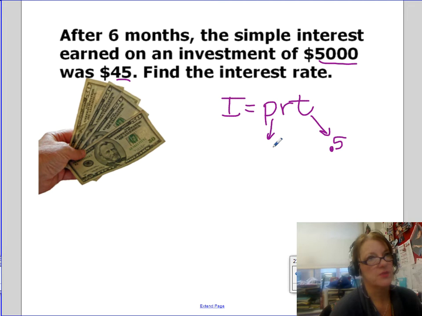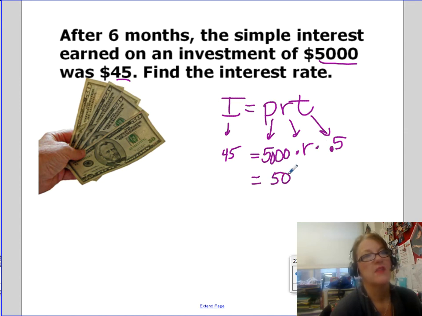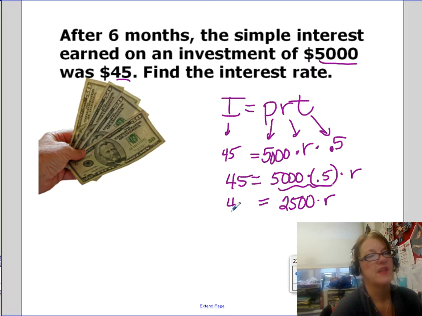$5,000 is your principal. Find the interest rate. Aha. I don't know what the interest rate is, so I'm going to leave that as R. And I know that this is $45. Okie dokie. Now, here's what I would do. When I look on this side, I have 5,000 times R times 1/2. The commutative property lets me rearrange things here so that I can combine these into one number. In fact, I don't even need a calculator there. 1/2 times 5,000 is 2,500. Okay, good. That equals this.